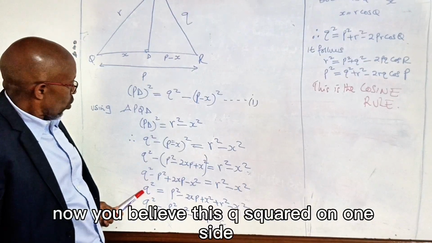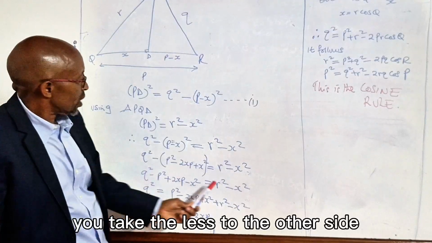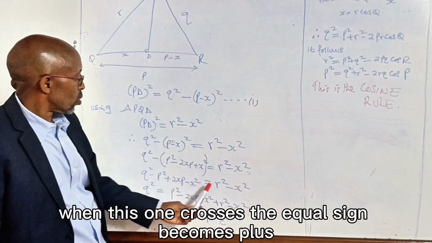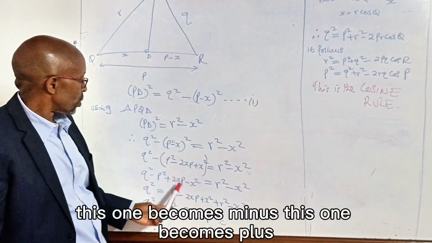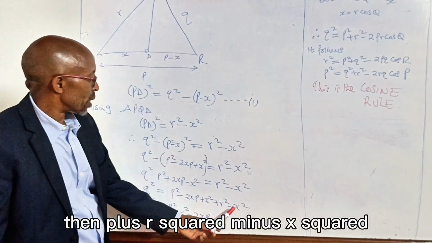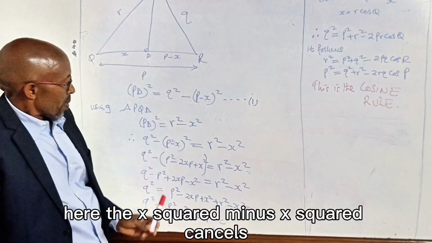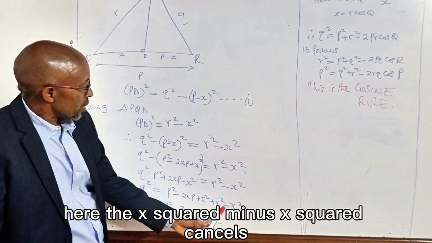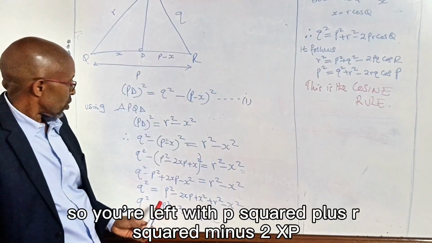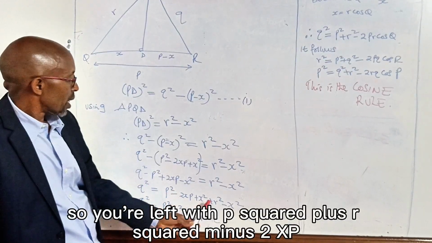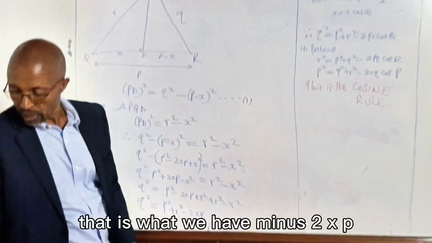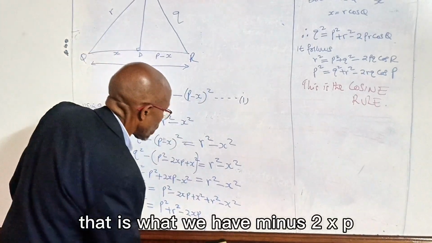Move further. You'll be left with q squared on one side, and you take the rest to the other side. So we'll have q squared is equal to, when this one crosses the equal sign, it becomes plus, this one becomes minus, this one becomes plus, then plus r squared minus x squared. Here, the x squared minus x squared cancels. So we are left with p squared plus r squared minus 2xp.